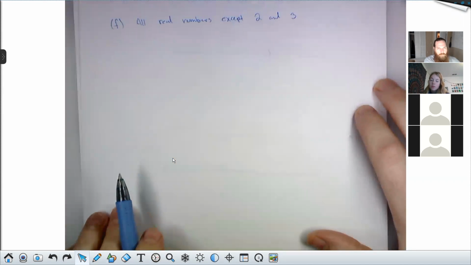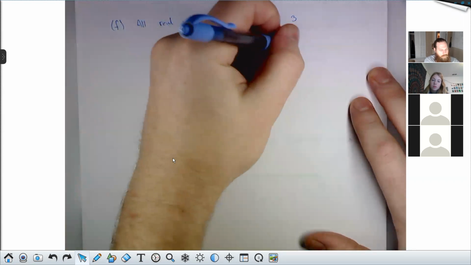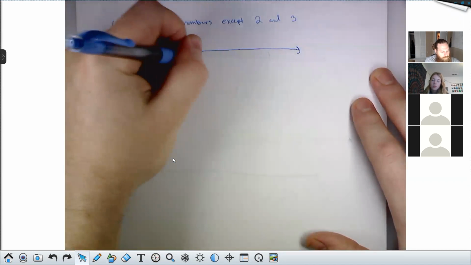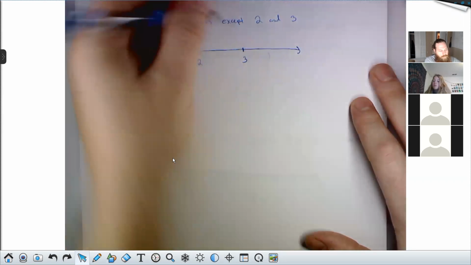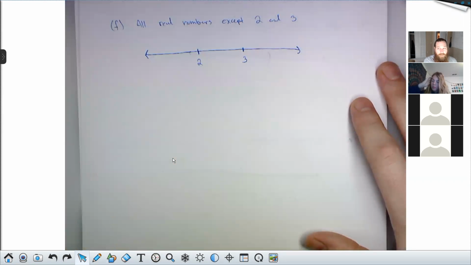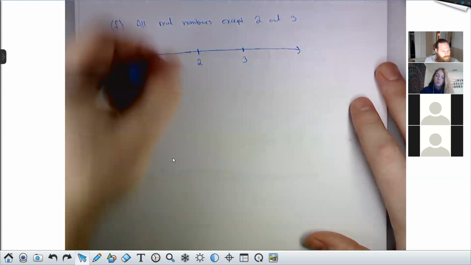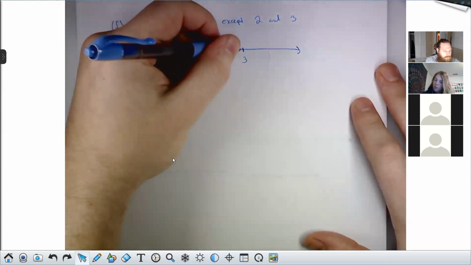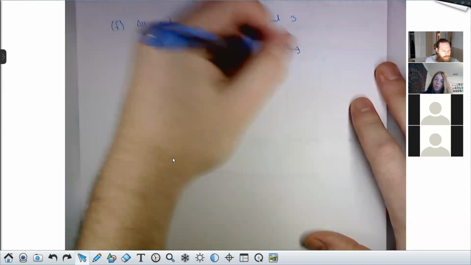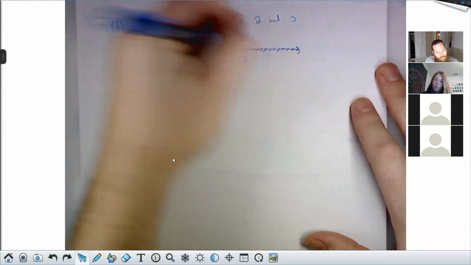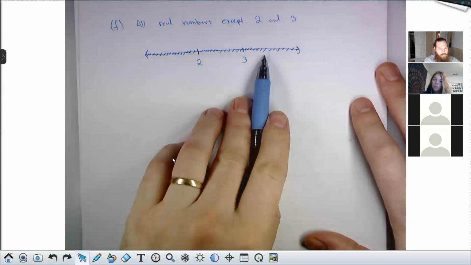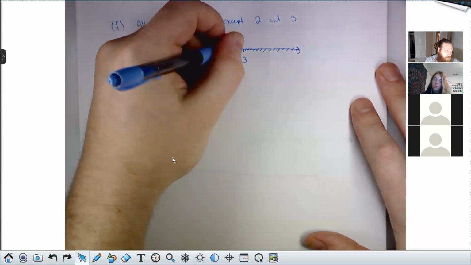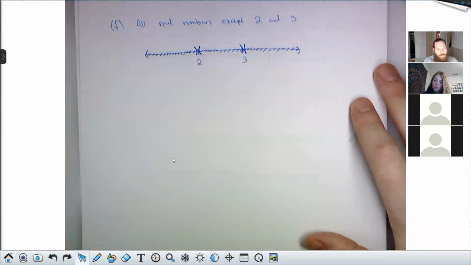The trick for all these problems, I think, is to draw the line and then shade the set you're interested in. So maybe I'll plop 2 down right here, and I'll plop 3 down right here. I want everything except for those 2, which means I want everything to the left of 2, everything between 2 and 3, and everything to the right of 3. So I have these 3 regions. I don't want 2 itself, so I need to chop him out. And I don't want 3 itself, so I need to chop him out.